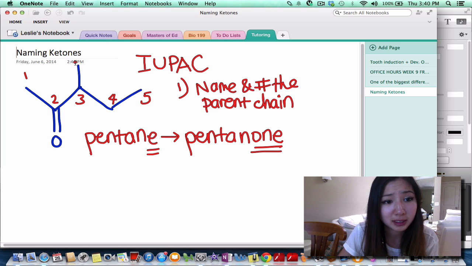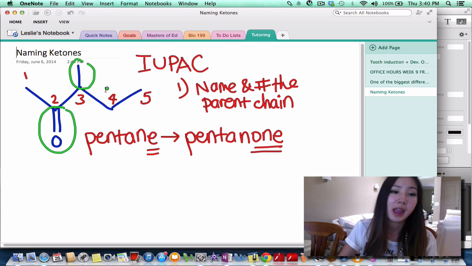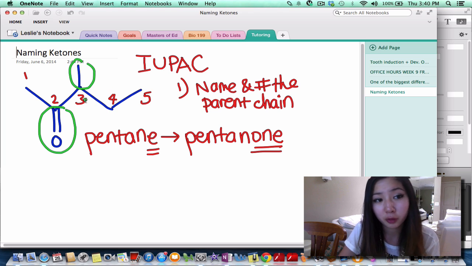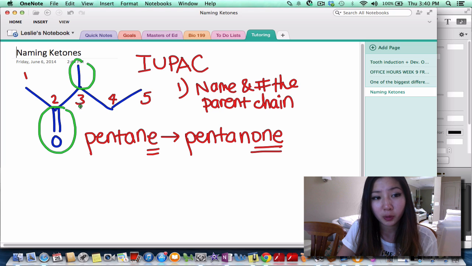But we need to take into account, right, this substituent and, of course, the carbonyl group. And so we see that the carbonyl group is at 2 and the methyl group is at 3. What you want to know is that to identify the placement of the carbonyl, we're always going to put that numbering at the end right before the pentanone. And this is what I mean by that.